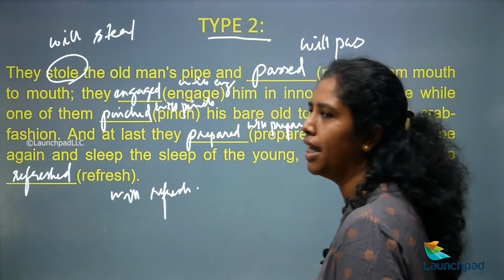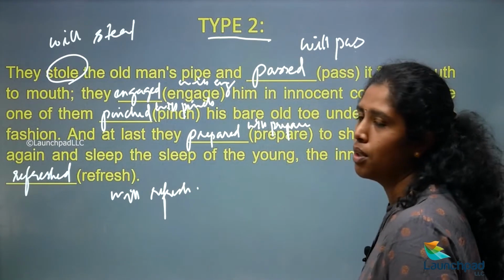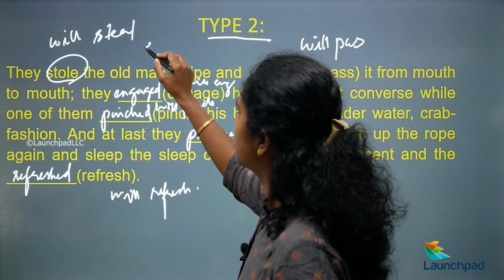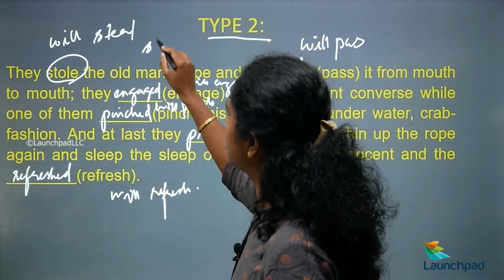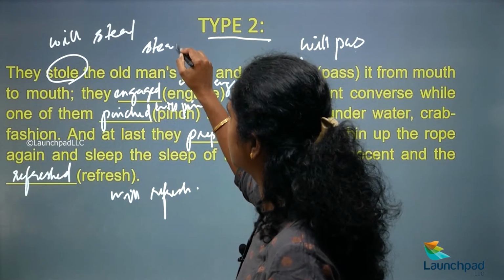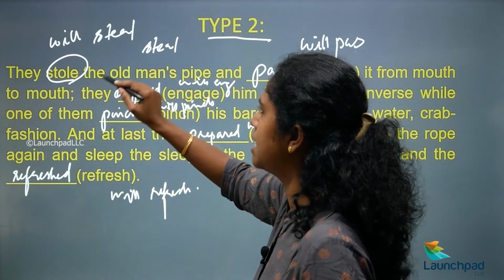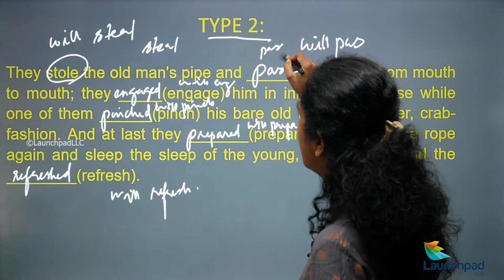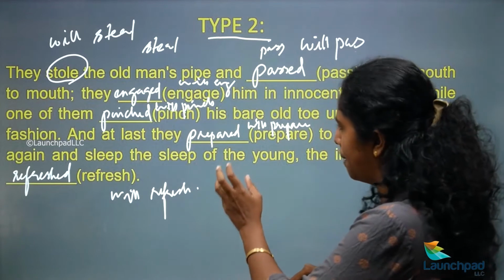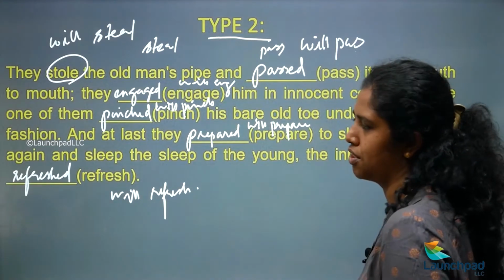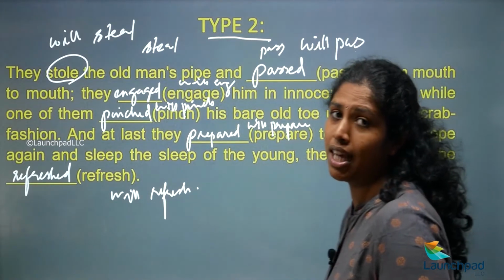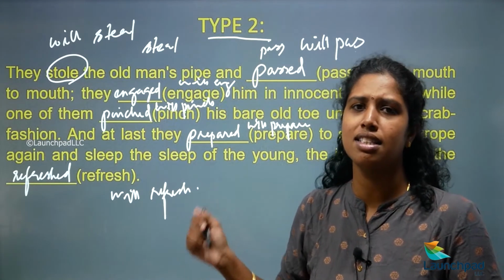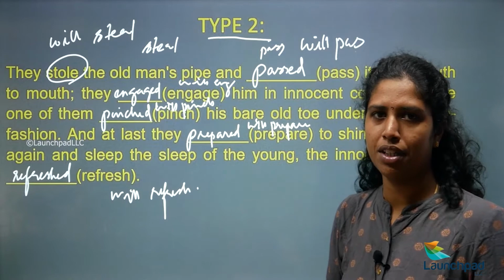Yes, if it was in present, what would that have been? "They steal," so it will become "pass, engage, pinch, prepare, refresh," right? So this is how it would have been, right? So once you identify the tense, it will be very easy for you to choose the appropriate form of words.